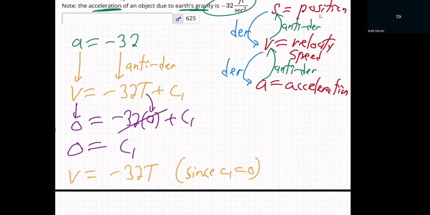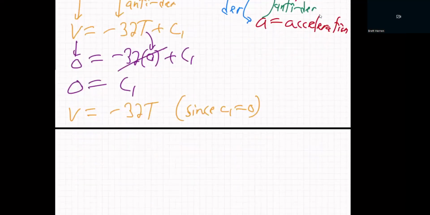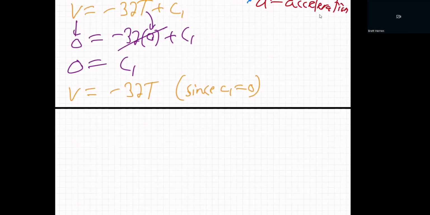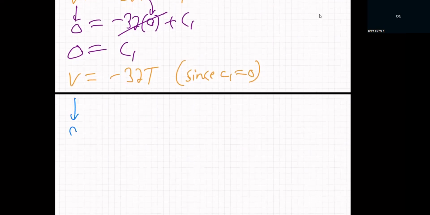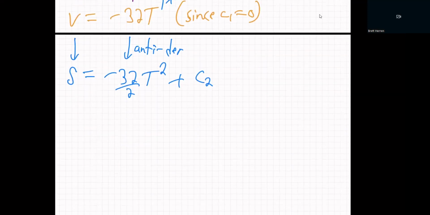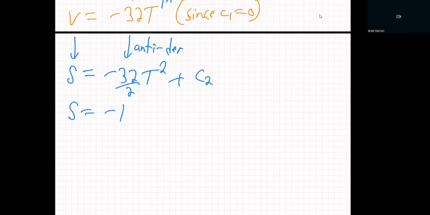Now we can take one more antiderivative step and get to the position equation. Position will be the antiderivative again. That'll be minus 32, we take that t, which is to the first power, add 1, that'll be t squared over 2, plus constant 2. And so that means the position equation is minus 16t squared plus constant 2.